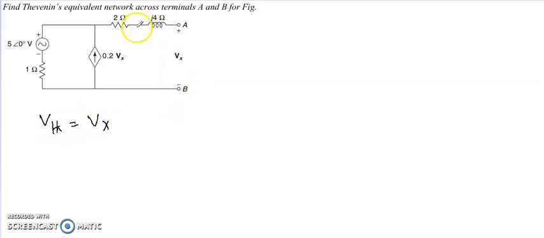Also, since this is an open terminal, there is no current through this branch, and therefore the voltage at this point is the same as the voltage at this point. Therefore Vx is the voltage at this point, and also we have a dependent source which is dependent on the voltage at this point, a dependent current source. Therefore we can find the voltage at this point, that is Vx, with the help of KCL. So we can write the KCL.